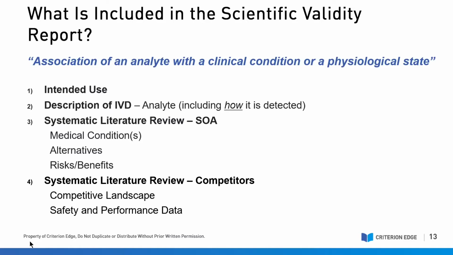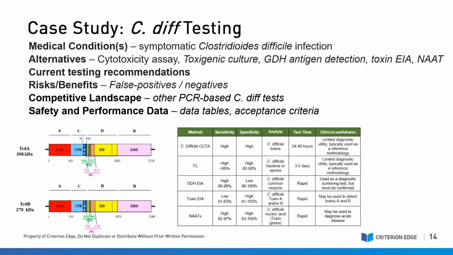Some critical considerations to take into account: determining those comprehensive PICO terms, your inclusion-exclusion criteria, their performance criteria, and having a solid list of your competitors. All of those decisions must be made early in the SVR planning process before the writing can even begin. So the scientific validity report should show that the analyte correlates with a clinical condition. And I thought it might be helpful to illustrate what this might look like in a real-world scenario.